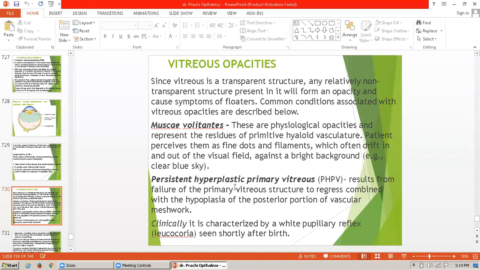Then persistent hyperplastic primary vitreous, that is PHPV, which results from failure of primary vitreous structure to regress combined with hyperplasia of the posterior portion of the tunica vasculosa lentis. Clinically it is characterized by a white pupillary reflex, that is leukocoria, seen shortly after birth.